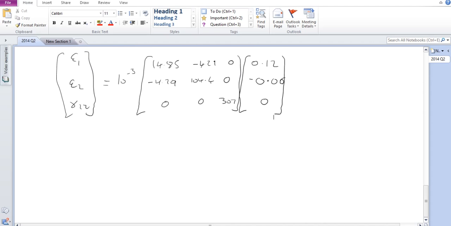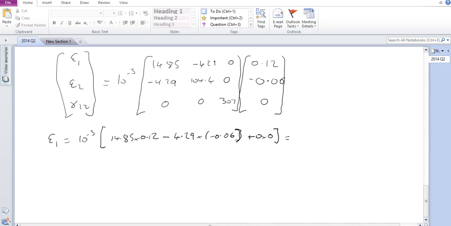So what that means then is the strain in the 1 direction is 10 to the minus 3 times 14.85 times 0.12, minus 4.29 times minus 0.06, plus 0 times 0. And that comes out to be 2.04 times 10 to the minus 3.